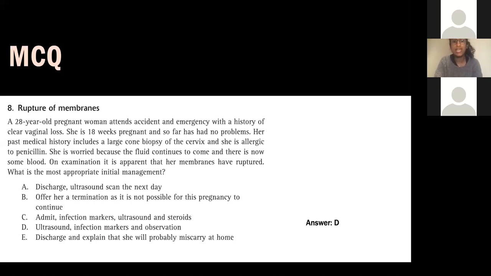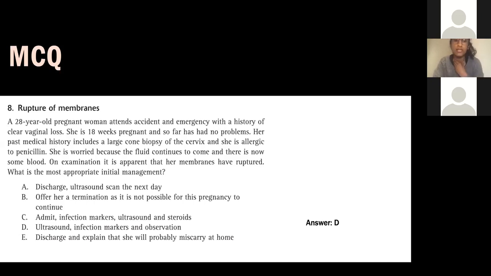Yes, she's at increased risk. And also, she's 18 weeks, so it's quite early to have a preterm, pre-labor rupture of membranes. So the prognosis doesn't look good, but you wouldn't offer her termination straight away. I don't think that would be appropriate. So we've said already why C and D are the most appropriate, because E is incorrect. Again, you really want to admit her. So the only difference between C and D is that you would not give steroids because she's too early in her pregnancy. But yeah, you want to do an ultrasound scan.